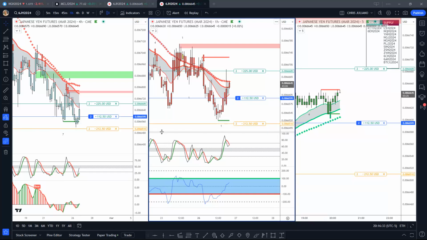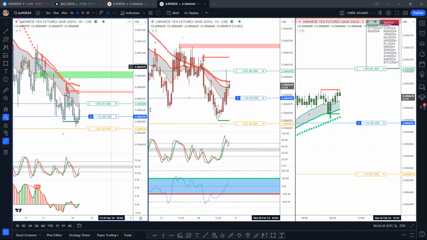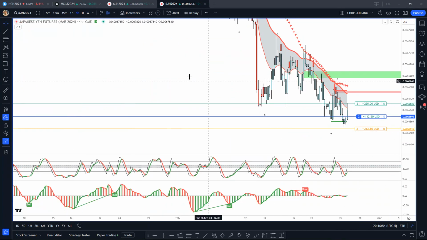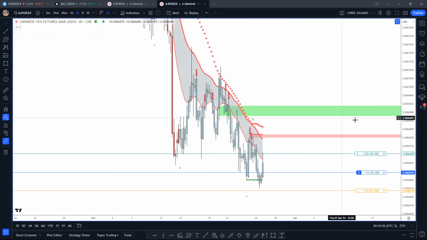Okay, guys, let's go over this trend reversal trade that I got into this morning on the Japanese yen. Let's go over it step by step, and I will show you how TrendCloud alerted me to this trade and how I actually entered the trade. So let's go out to the 4-hour chart on the Japanese yen.